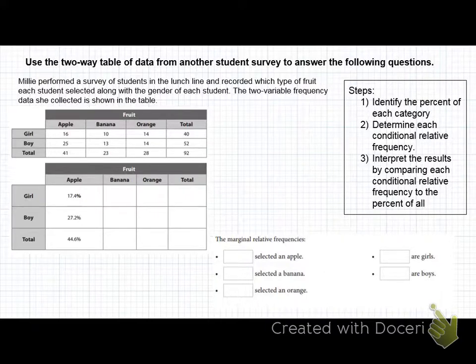So the way we figure out percentages, for example, on this example they already started giving us a percentage like 17.4. How did they figure that out? Well, they used their calculator.